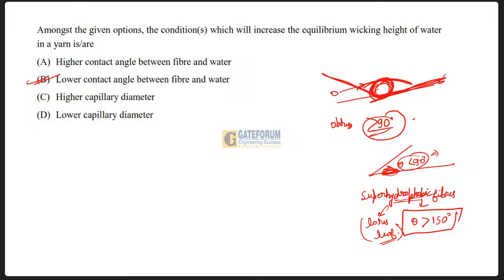Another one is that the diameter should also be less. The capillary diameter is this diameter. If I talk about the capillary, its diameter should also be less, so that the equilibrium wicking height of the water in the cotton yarn increases. This is considered the wicking height. So the diameter should be lower: lower capillary diameter and lower contact angle between the fiber and the water, these two options are correct.